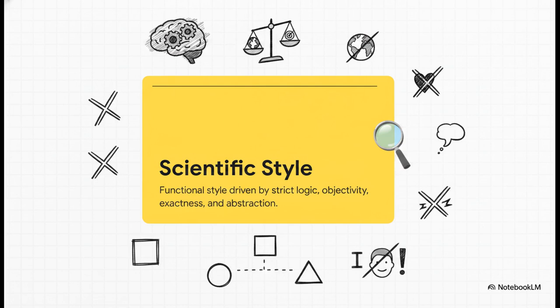Scientific style is essentially a highly functional language. It's driven by strict logic, absolute exactness, and total objectivity. But you know what's truly fascinating? It's defined just as much by what's missing as by what's actually there. Emotion, personal bias, the writer's mood, even the word I, they're completely stripped away. And that's not a flaw, it's actually the language's superpower, because in science, the fact itself is vastly more important than the person who discovered it.